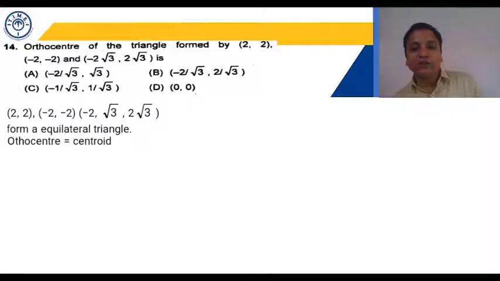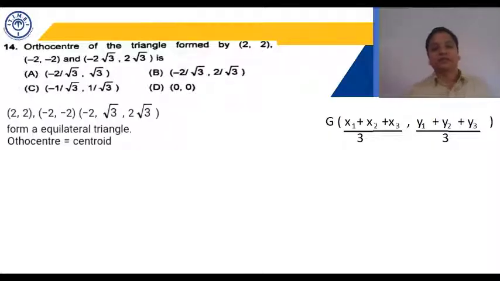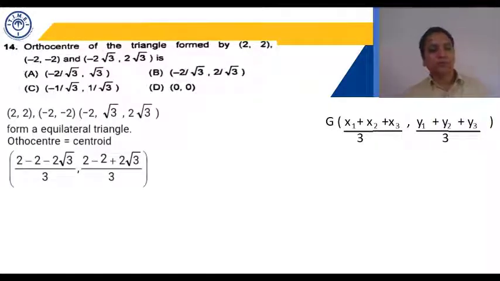Now how do you find the centroid of the triangle? Sir, it's (x1 plus x2 plus x3) by 3, (y1 plus y2 plus y3) by 3. In this way we found the centroid. Now these 3 points we assume as A, B, C. So it's 2 plus minus 2 minus 2 root 3 by 3. We are adding plus, but they are with minus sign. And then 2 minus of 2 plus 2 root 3 by 3.